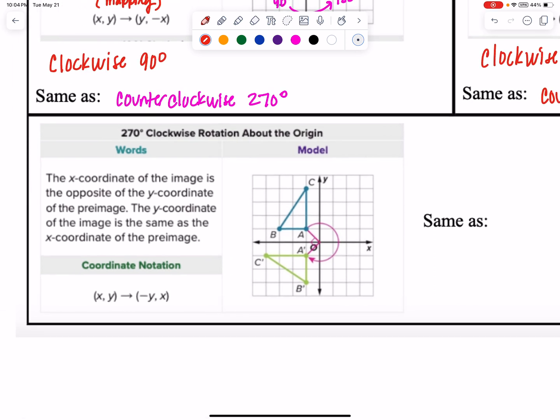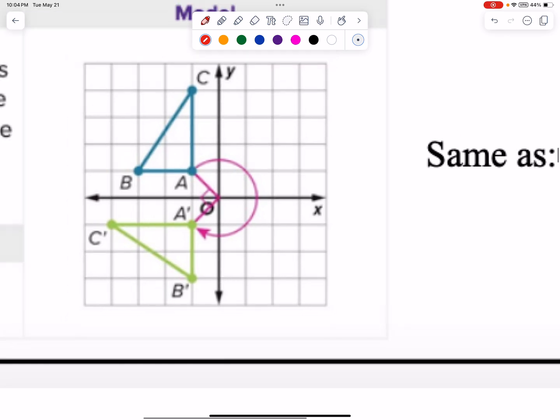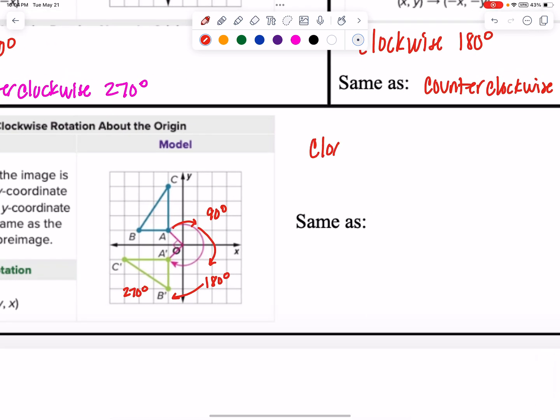All right, let's take a look at this. This one is moving 270 degrees clockwise. So what's it doing? Let's just view that now. Here's our pre-image, okay? And we can see, because the arrow's going clockwise, one quadrant is 90 degrees, another quadrant is 180 degrees, and a third quadrant is 270 degrees, okay? So we know that we are going clockwise, 270 degrees. And what's this the same as?